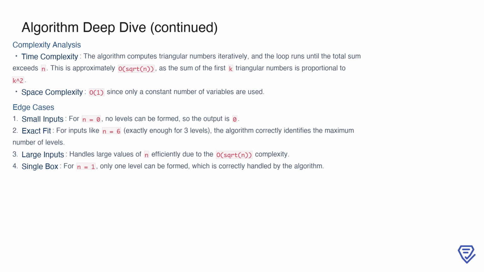Several edge cases are worth noting. For n equals 0, no levels can be formed, so the output is 0. For inputs like n equals 6, where the number of boxes is exactly enough for 3 levels, the algorithm correctly identifies the maximum number of levels. For large inputs, the algorithm remains efficient due to its O(n) complexity. Lastly, for a single box, n equals 1, only one level can be formed, which the algorithm handles seamlessly. Together, these considerations ensure the algorithm is robust and handles a wide range of scenarios effectively.